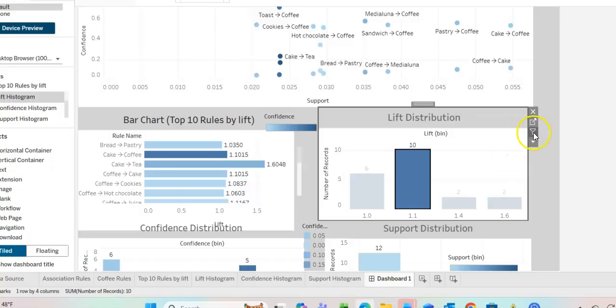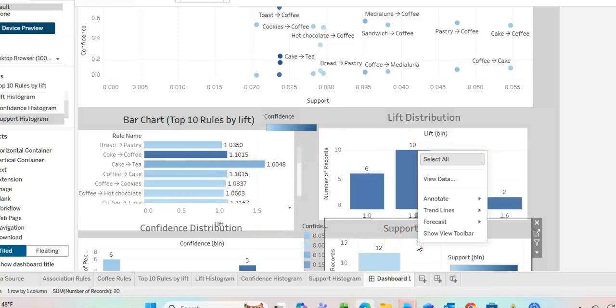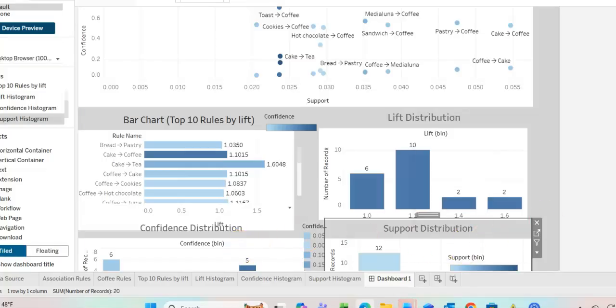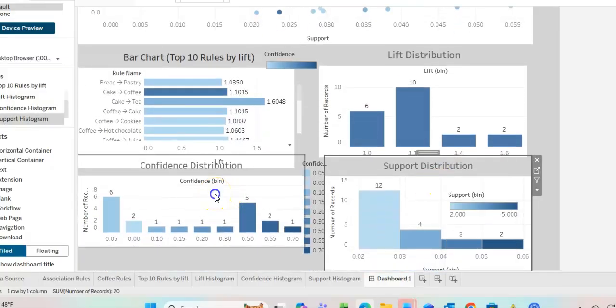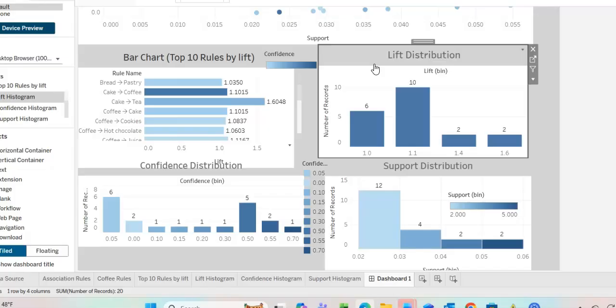In conclusion, the market basket analysis provides valuable insight into purchasing patterns. The combination of support, confidence, and lift helps identify product relationships that can drive better business decisions.